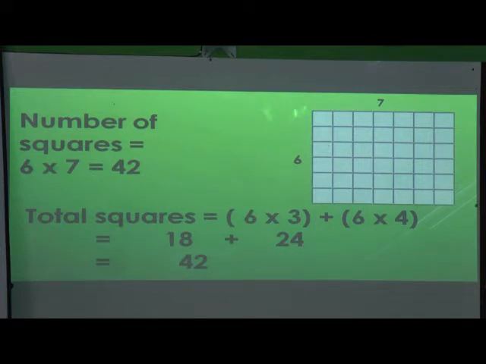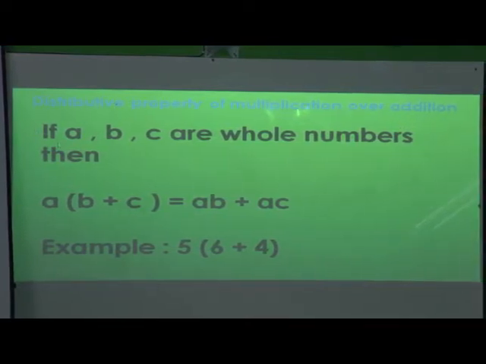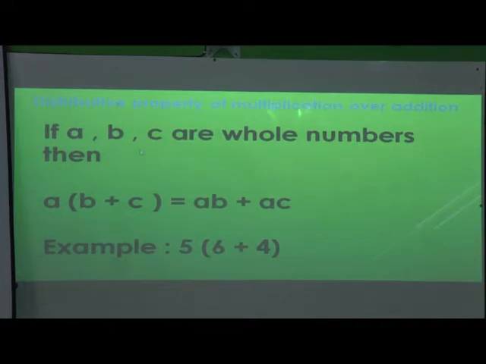But what we have done, we have distributed here. We have distributed the number of boxes or number of rows and columns, and then we have found the answer. Okay. So now we are going to see about the distributive property of multiplication over addition. Next, see here, if a, b and c are whole numbers, then a in bracket b plus c is equal to ab plus ac.